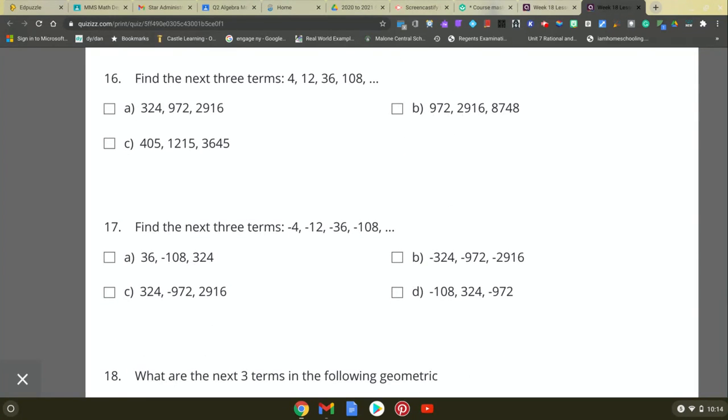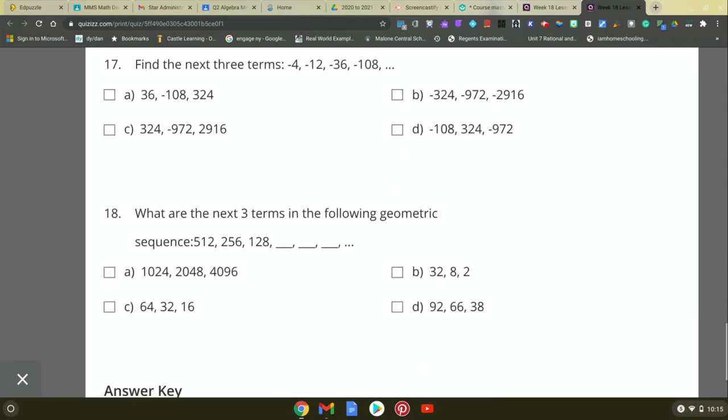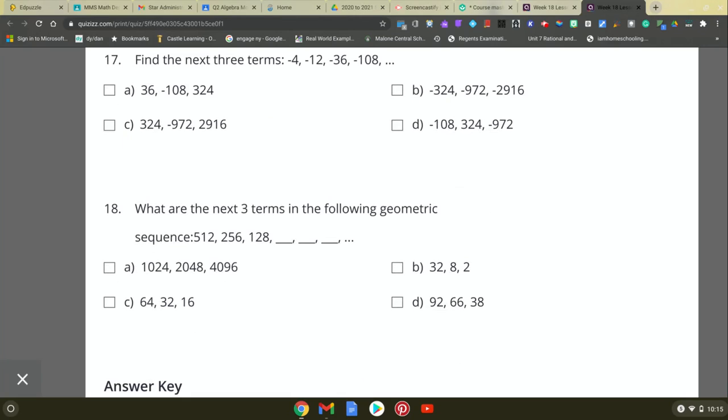Number 17, find the next three terms in the sequence, -4, -12, -36, -108. Remember to divide the numbers. For example, -12 divided by -4, -36 divided by -12, -108 divided by -36 to find the common ratio, and then multiply by the common ratio to get the next three numbers. Number 18. What are the next three terms in the following geometric sequence? The sequence is 512, 256, 128. So what numbers would come next?